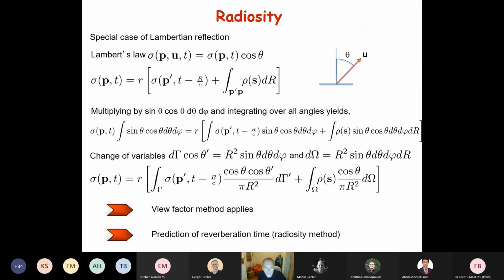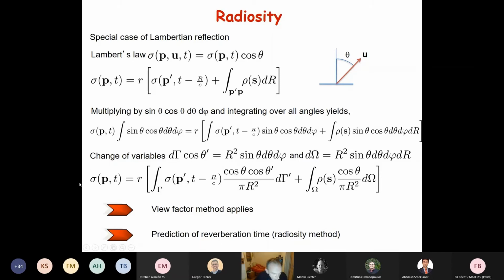Now, radiosity. What is radiosity? Radiosity is a special case for which the fictitious sources emit power like Lambert's law. And in that case, the functional equation may be integrated over all angles, and let's have a look just at the bottom of this slide.